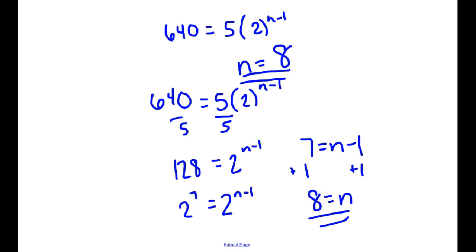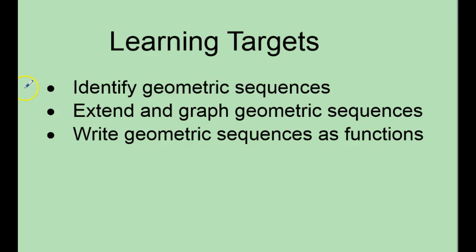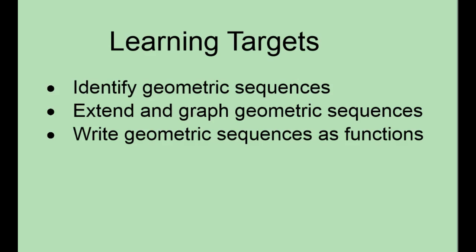So the next thing you'll see is just some monitoring progress to finish up this section. And now is the time when you can go ahead and start working on your homework. But before we do that, let's take one last look at our learning targets. Our first one was identify geometric sequences. We were able to do that here because we had to determine if it was geometric, arithmetic, or neither. And we know that it's geometric when I'm multiplying or dividing by the same number each time.